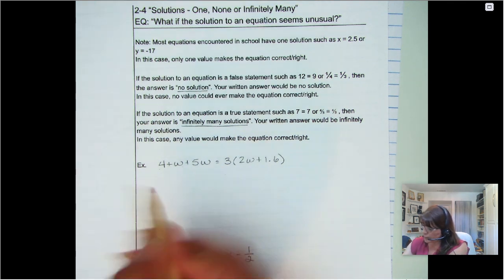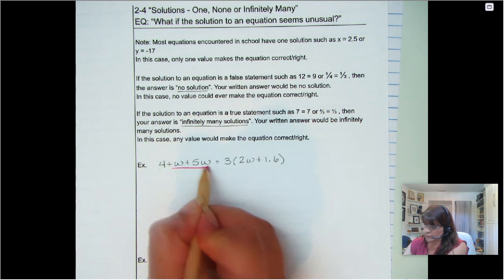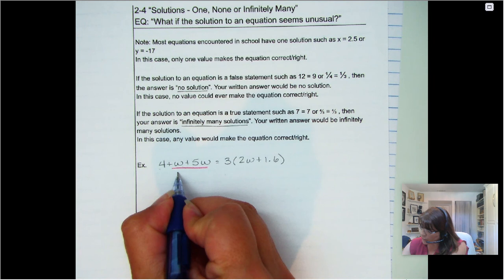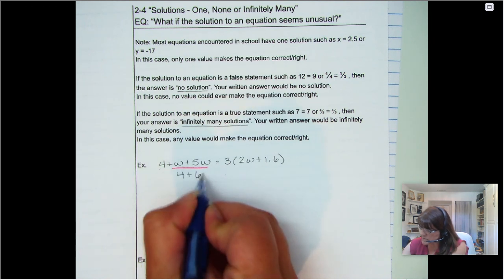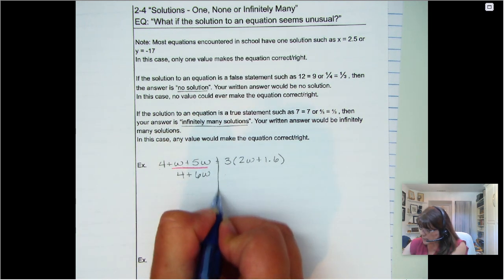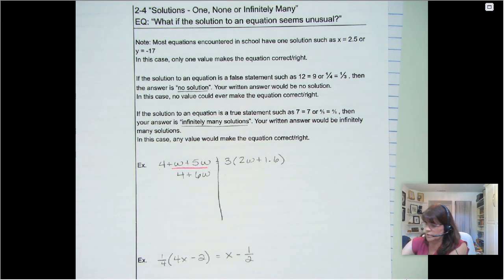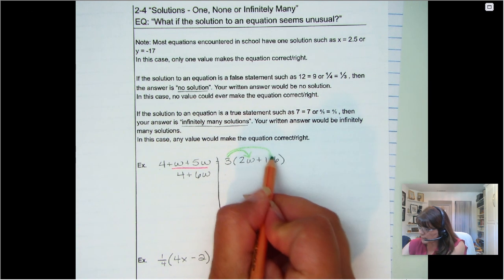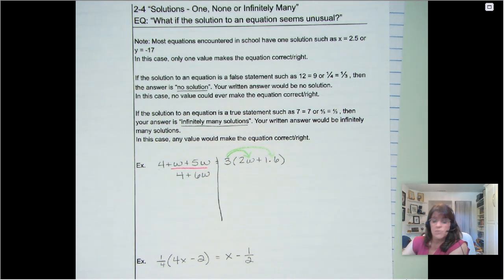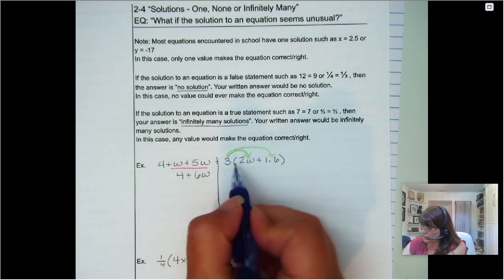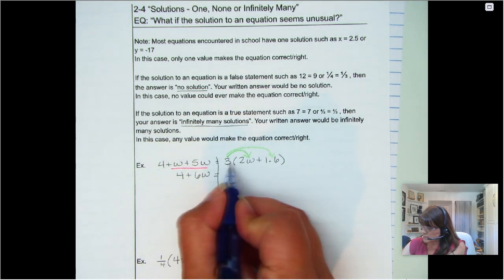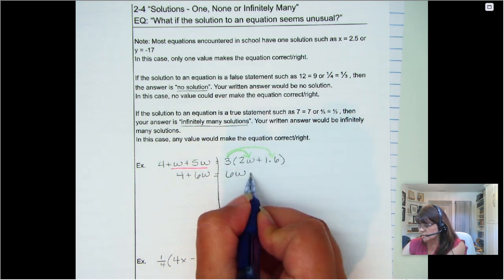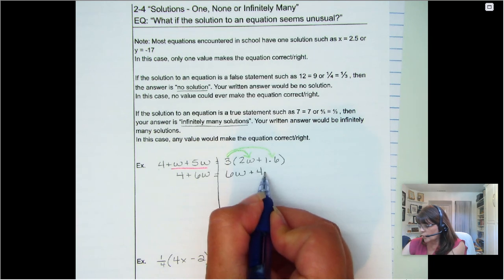So I'm going to start off with, I have some like terms here. I can just combine them. So I can rewrite this 4 plus 6w. And on this side of the equation, I need to use distributive property. So in this case, I'm going to write 3 times 2 is 6w. 3 times 1.6 is 4.8.